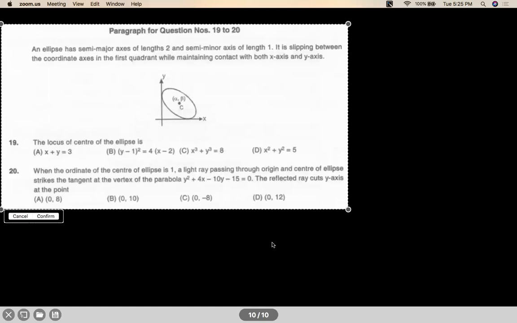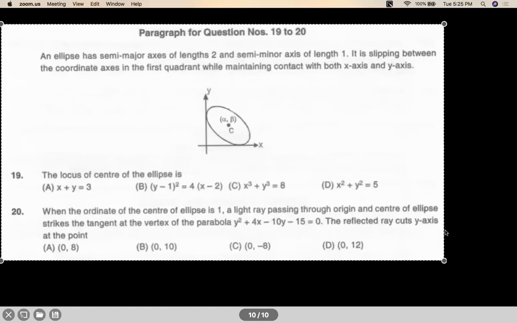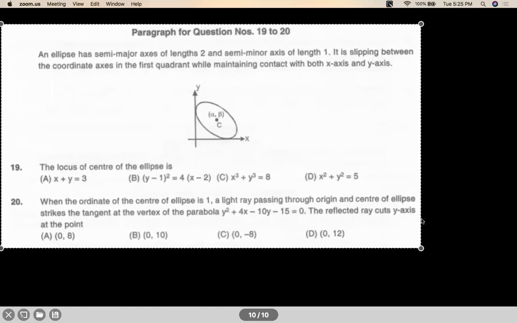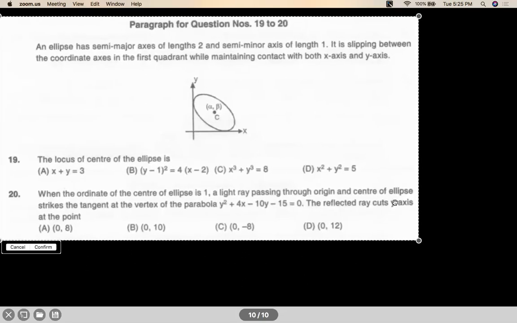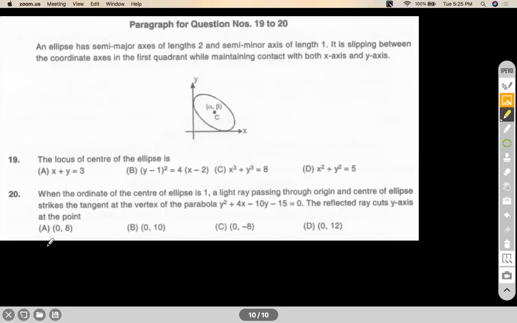It's a paragraph based question. I hope this figure is large enough for you to read it. As of now, I'm interested only in the 19th answer. So please solve the 19th one.